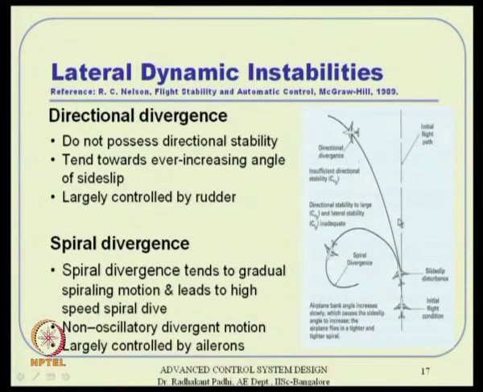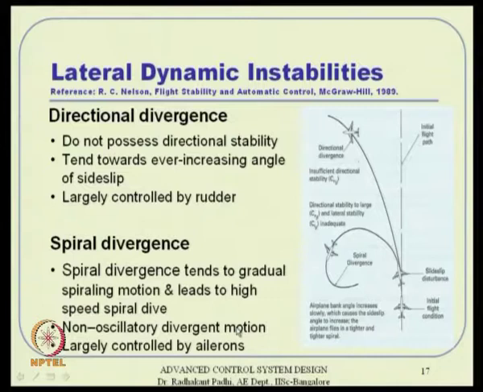So, this is a slow divergence, it will keep on going slowly. The aircraft does not turn, but because of the side slip angle it just keeps on going away, but here the aircraft also turns and rolls and all that. So, this gives you a large spiraling motion. Typically, the directional divergence is controlled by the rudder, whereas the spiraling divergence is controlled by ailerons. Ailerons will typically produce much more moment, because the inertia about the x axis, Ix, is small.